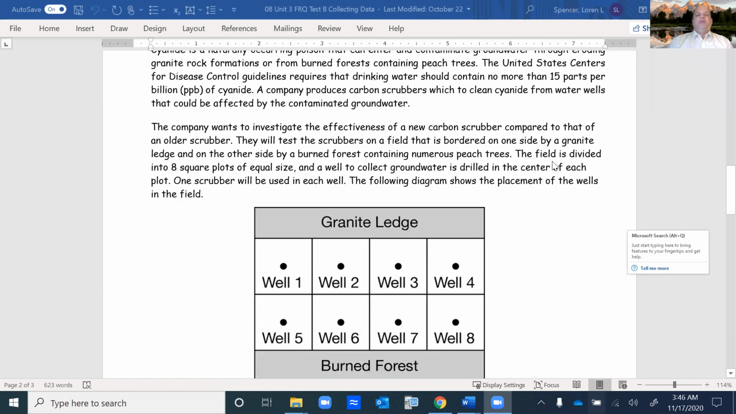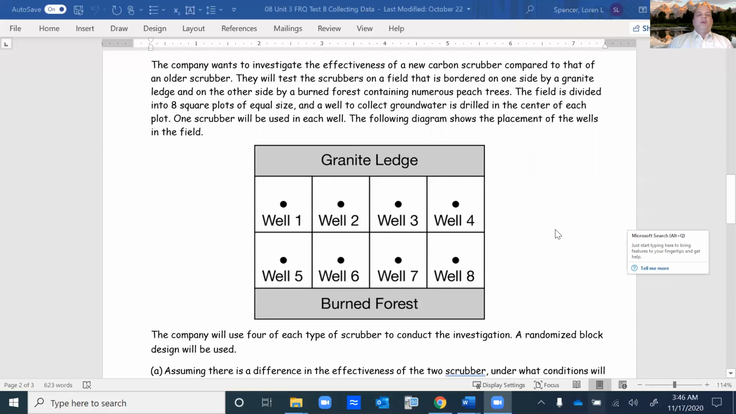A company produces carbon scrubbers to clean cyanide from water wells that could be affected by the contaminated groundwater. The company wants to investigate the effectiveness of a new carbon scrubber compared to that of an old scrubber. So we're going to have two scrubbers, a new and an old. They will test the scrubbers on a field that is bordered on one side by granite ledge and on the other side by a burned forest containing peach trees.